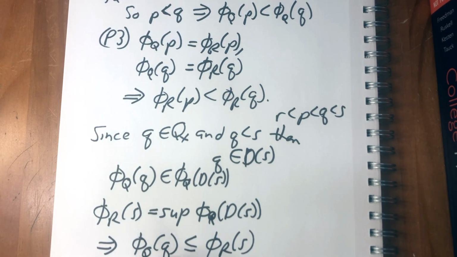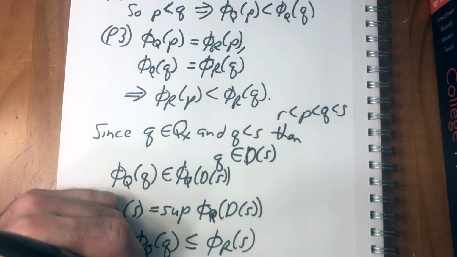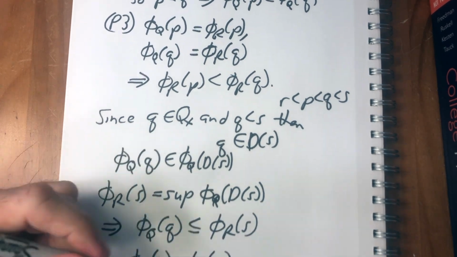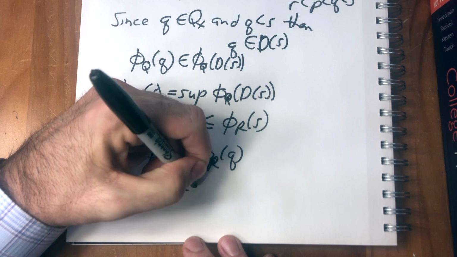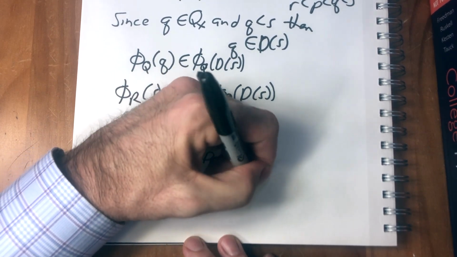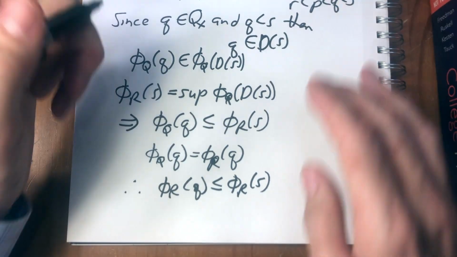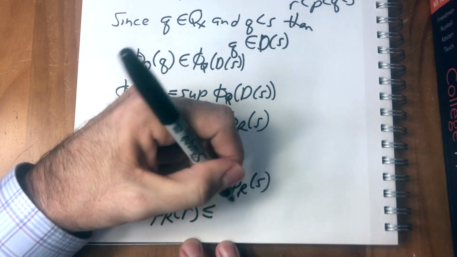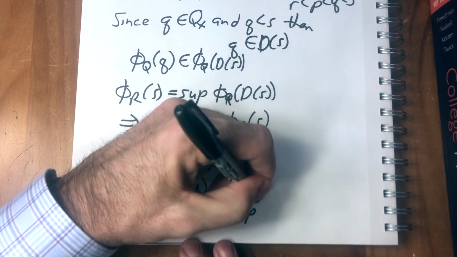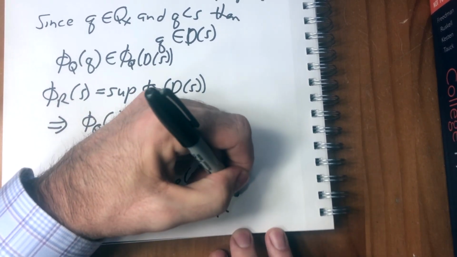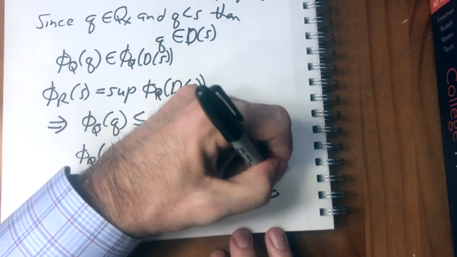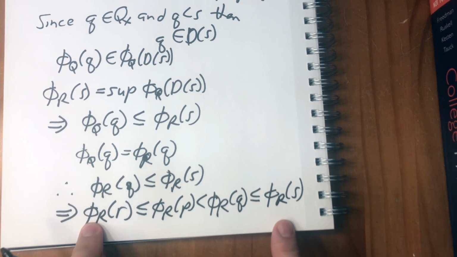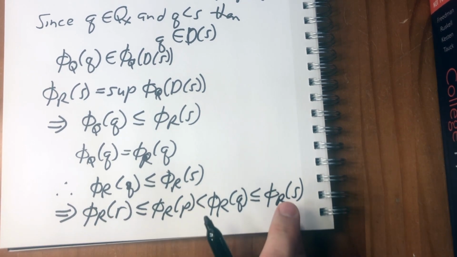But furthermore, since q is rational, we know that phi q of q equals phi r of q. Therefore, putting these together, we have that phi r of q is less than or equal to phi r of s. So putting all of these inequalities together, first we show that phi r of r is less than or equal to phi r of p. Then we show that that is strictly less than phi r of q, and that that's less than or equal to phi r of s. So if you put all these together, that implies that phi r of r is strictly less than phi r of s.